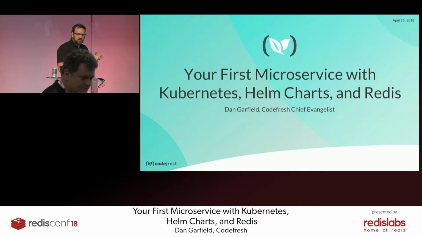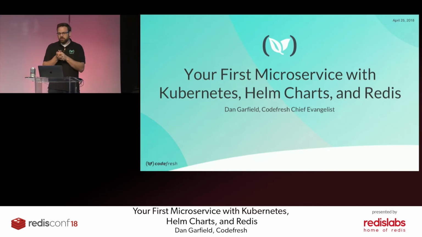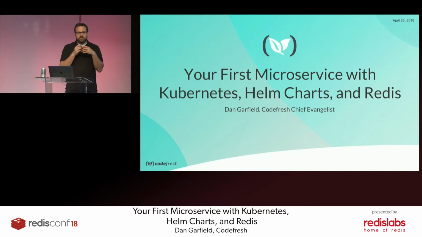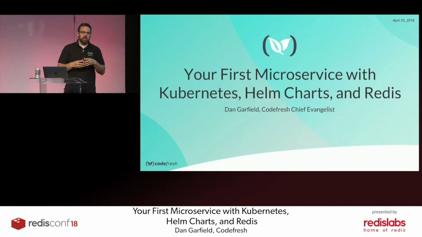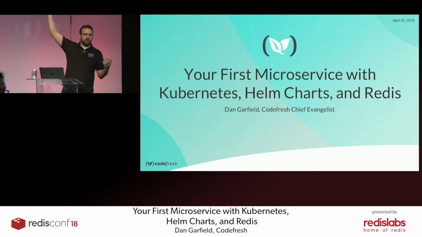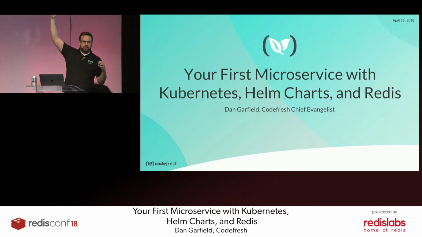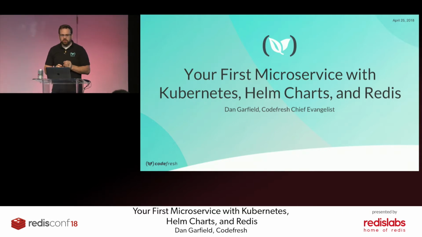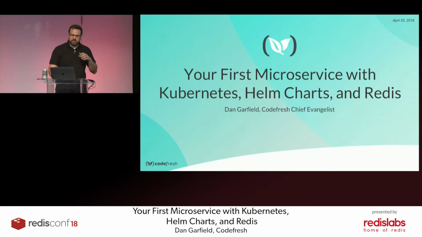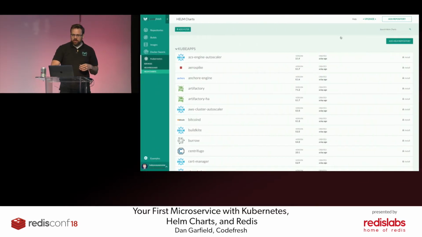So today's talk is your first microservice with Kubernetes, Helm Charts, and Redis. Of the room, there were some people that were working with Kubernetes. How many people are familiar with Helm? Fewer. OK, so I'll kind of introduce that concept. Our goal is basically to deploy your first microservice, right? And we're going to use Helm Charts and Kubernetes and Redis to do it. So let's get that over with, and then we can get to the meat of it.